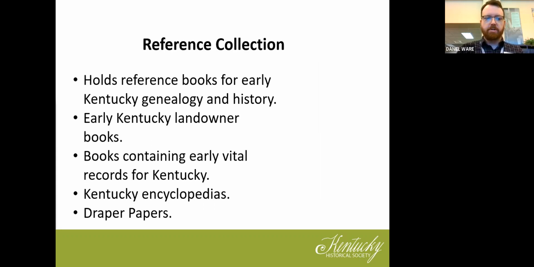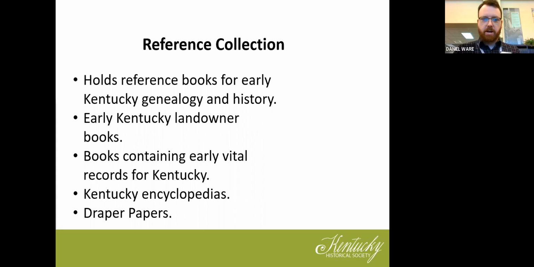We have our reference collection. Basically, when you first walk in, it holds reference books for early Kentucky genealogy and history, early Kentucky landowner books, and books containing early vital records for Kentucky. We also have Kentucky encyclopedias, and we have the Draper papers, which I haven't personally used a whole lot myself, but I do know they're very vital if you're looking into very early Kentucky-related ancestors.